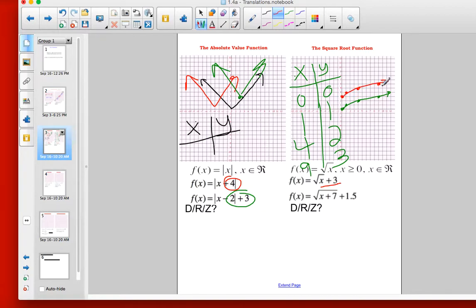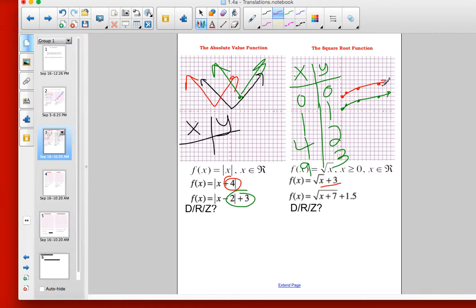So the domain's the same. It's still 0 to infinity. But the range now has shifted up. Originally, the green one is 0 to infinity for the range. Now the red one, the lowest point is 3. So now I'm 3 to infinity, inclusive. And then the zeros: the green one had x equals 0, the origin. The red one, there's no zeros. There's no x-intercepts in that graph, so you don't have any.